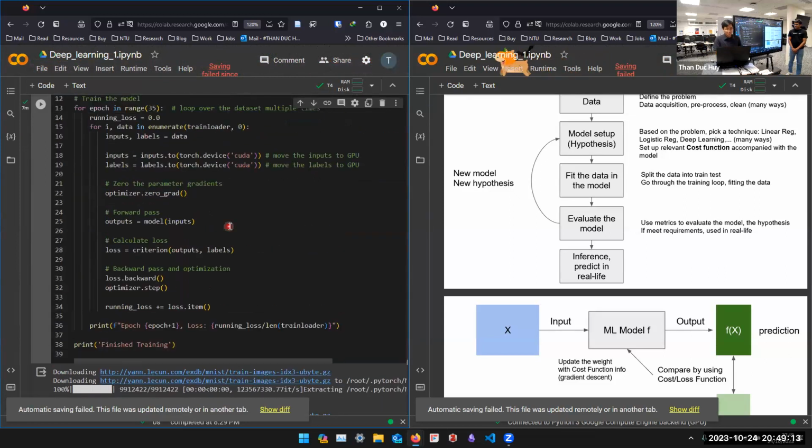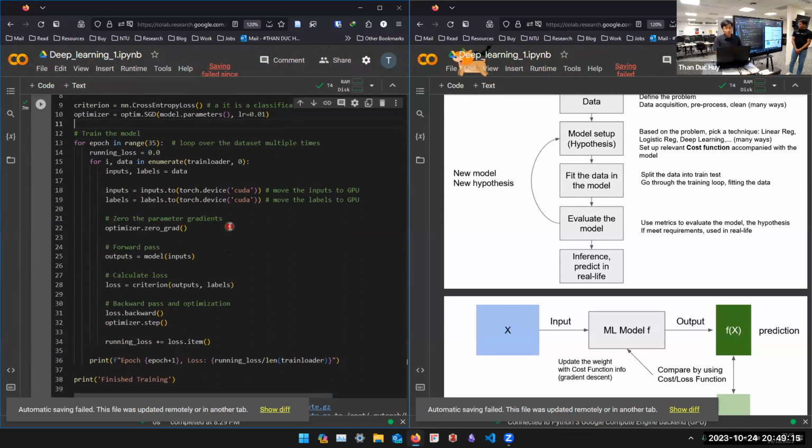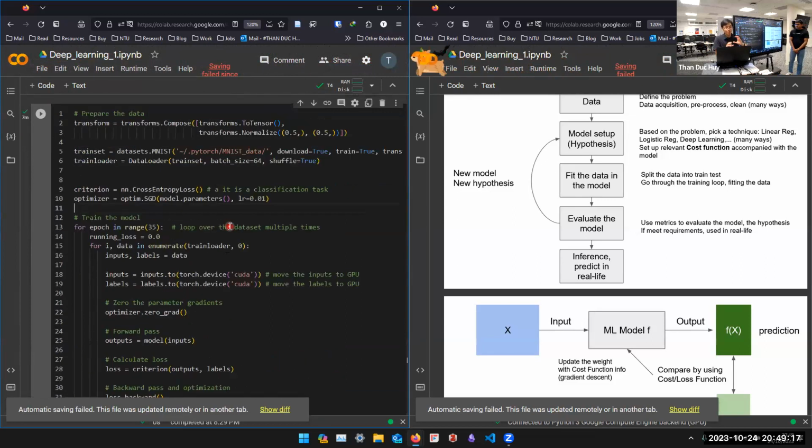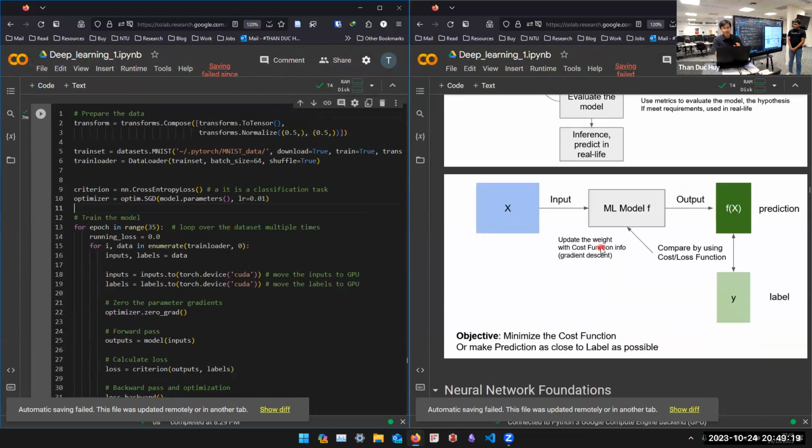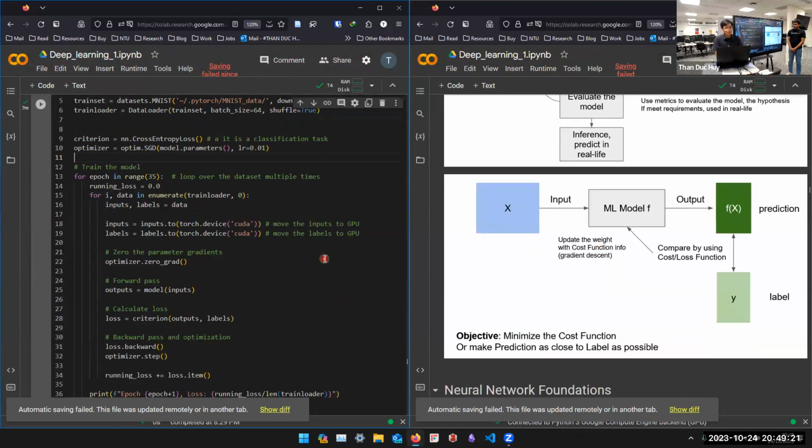So those are the two main code blocks: model definition and the training loop. I hope you know them by heart and know what is happening.